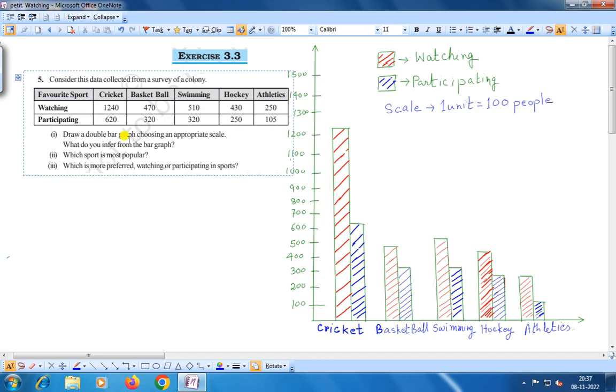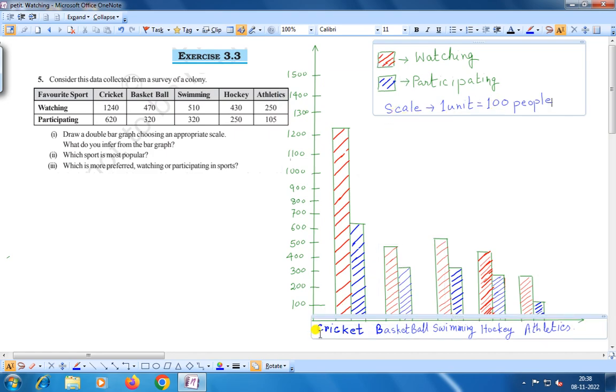Now we have drawn the graph. The scale we have chosen is 1 unit equal to 100 people, so from 0 to 100, 200, 300. That is 1 unit equal to 100 people. Now, draw a bar graph choosing an appropriate scale. What do we infer from the bar graph?